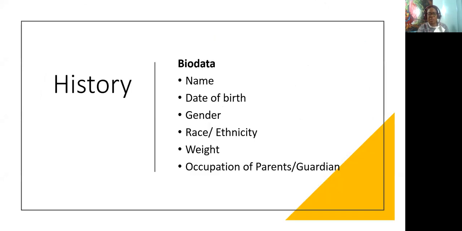For the history, we start with the biodata: the name, the date of birth, the gender, the race and ethnicity, the weight of the child, and also the occupation of parents and guardian.